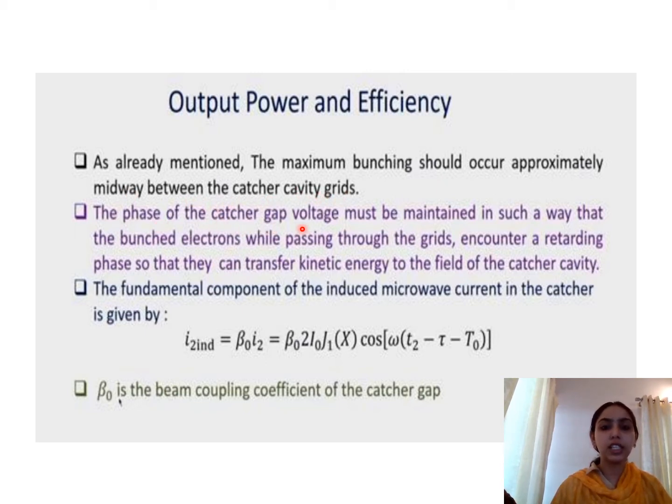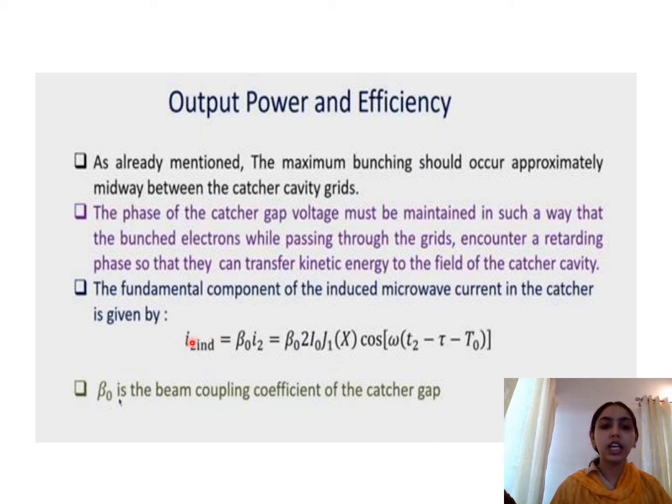the phase of the catcher voltage is retarding, the electrons will transfer their kinetic energy to the field of the catcher cavity. We have already written the expression for microwave current in the catcher. When we are considering the induced current, we should obviously consider beta naught, which is the beam coupling coefficient of the catcher gap. So we have already written the expression in the previous slide, that is, the I2 current or the current in the catcher cavity.